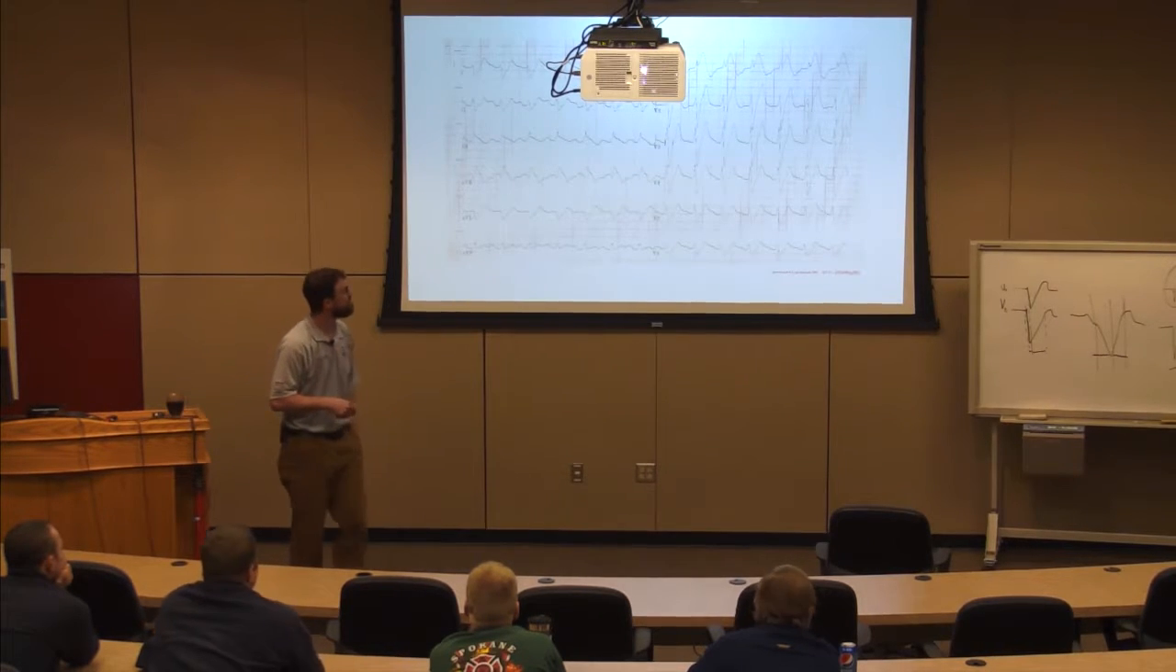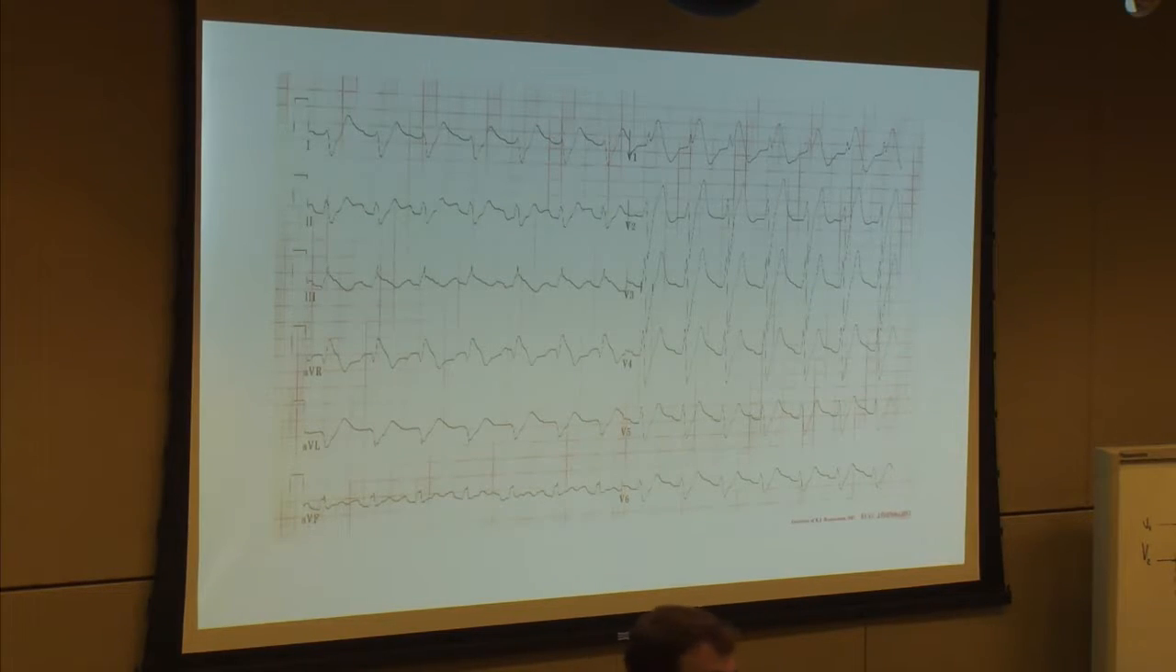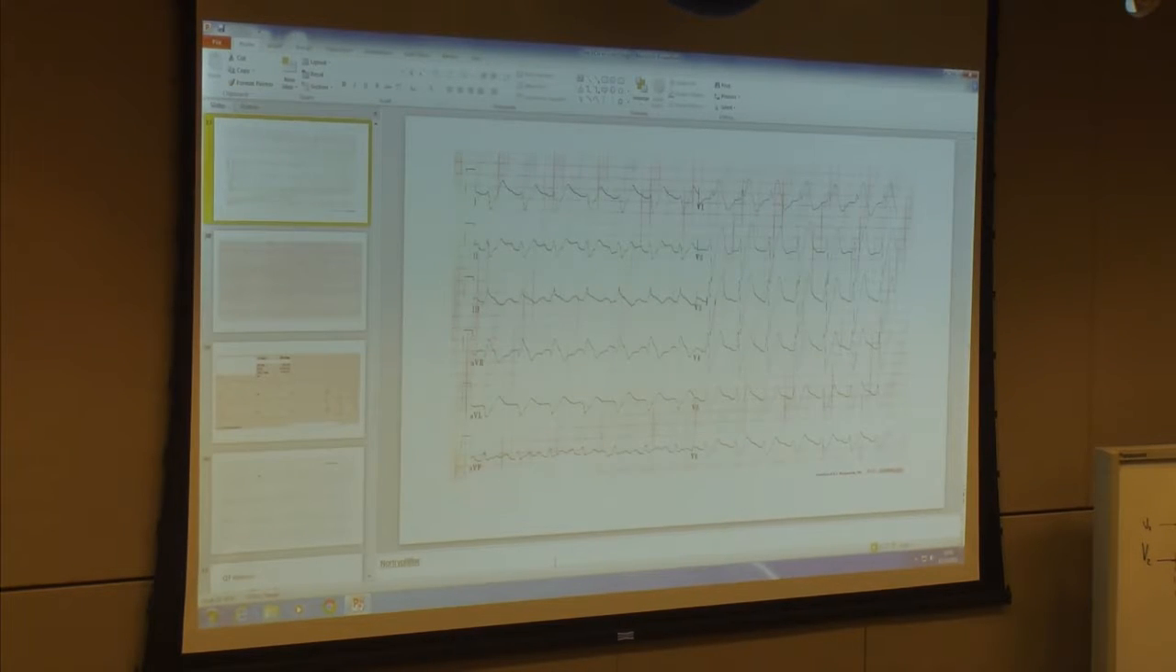Here's another one. I'm a wide complex rhythm. Do I fit classically into a left bundle or right bundle? Does this look left bundle, right bundle to you in the precordial leads? Doesn't look left bundle, right bundle to me at all. I can't put this into a classic left bundle, right bundle type picture. I can't remember what this drug was, but I think it's nortriptyline, which is a tricyclic.